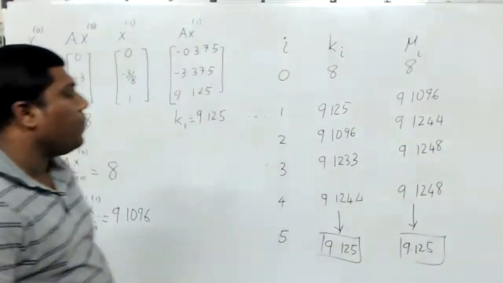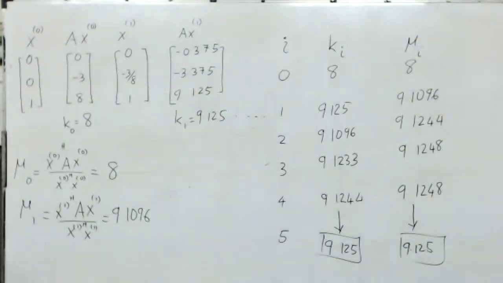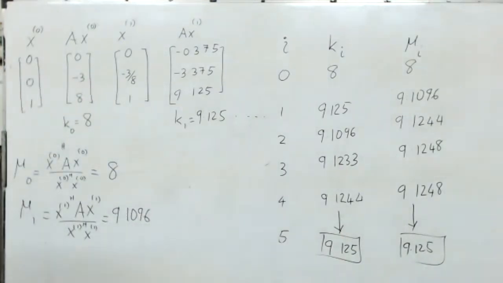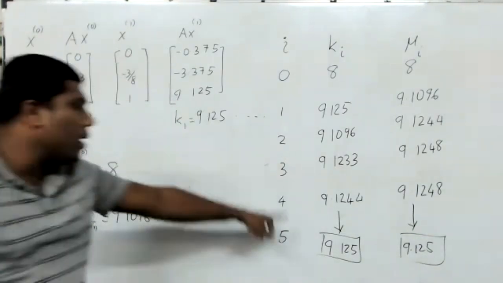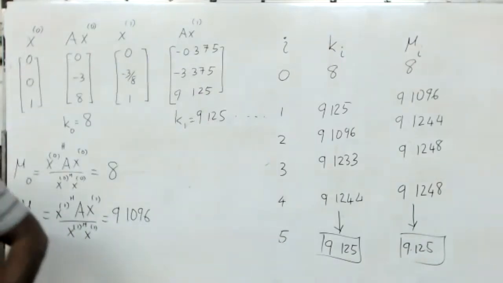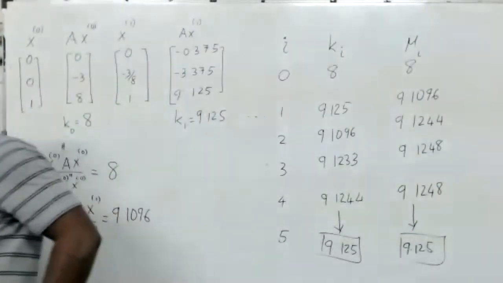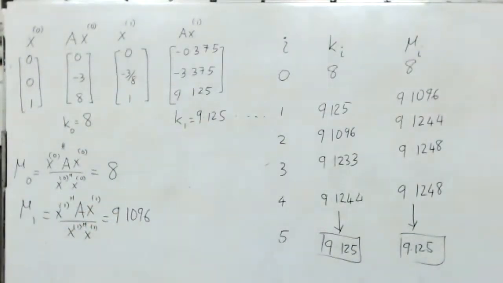The third step, if you approximate it to 3 decimal places, you will get 9.125, right? But here, you may need to go 1 or 2 more steps to get 9.125 or 9.12, at least, right? So if you want to get the decimal approximation, here in Ki, you may need to go for 5 or 6 steps. But in mu, you can see that you almost get close after 3 steps, right? So that shows you that the Rayleigh quotient method converges faster than the power method.